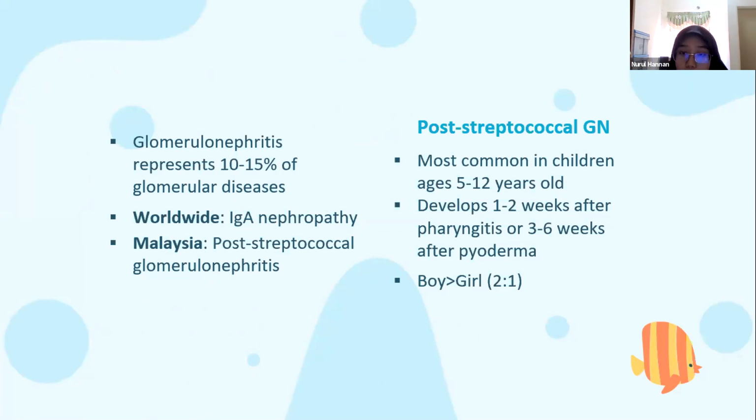It is most common in children, aged around 5 to 12 years old, and a typical patient will develop glomerulonephritis 1 to 2 weeks after antecedent streptococcal pharyngitis, or 3 to 6 weeks after streptococcal pyoderma. This glomerulonephritis is more common in males than females, with a ratio of 2 to 1.